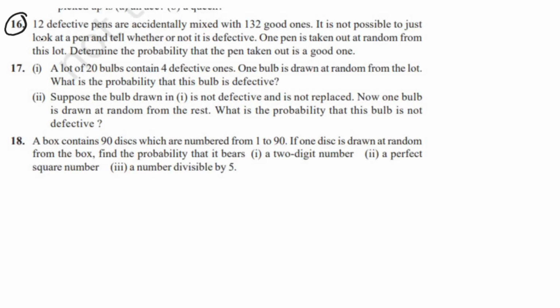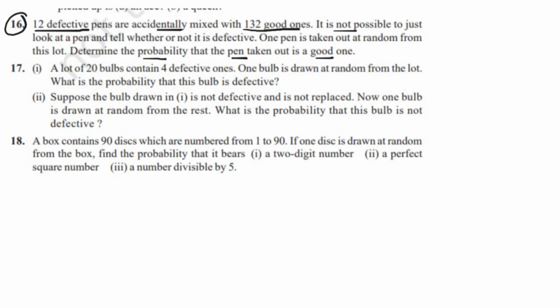Now the 16th question. The question states 12 defective pens are accidentally mixed with 132 good ones. It is not possible to just look at the pen and tell whether it is defective or not. One pen is taken out at random from this lot. We have to determine the probability that the pen taken out is a good one.